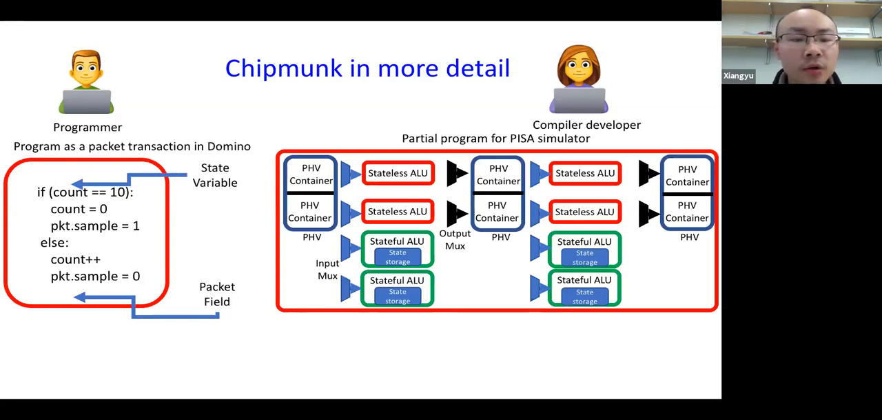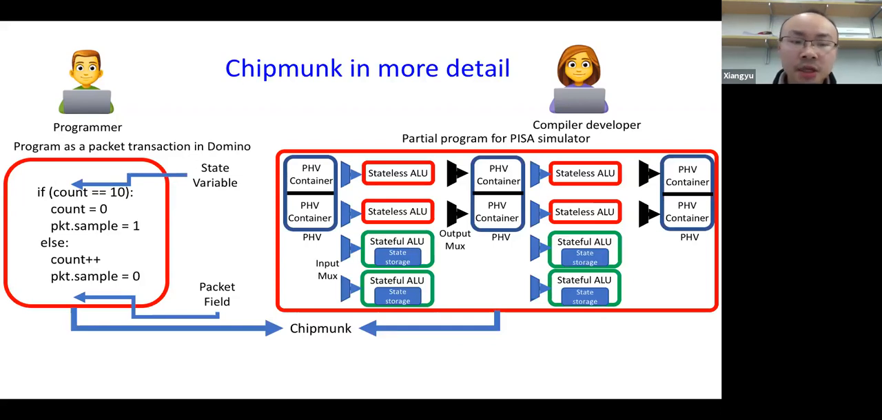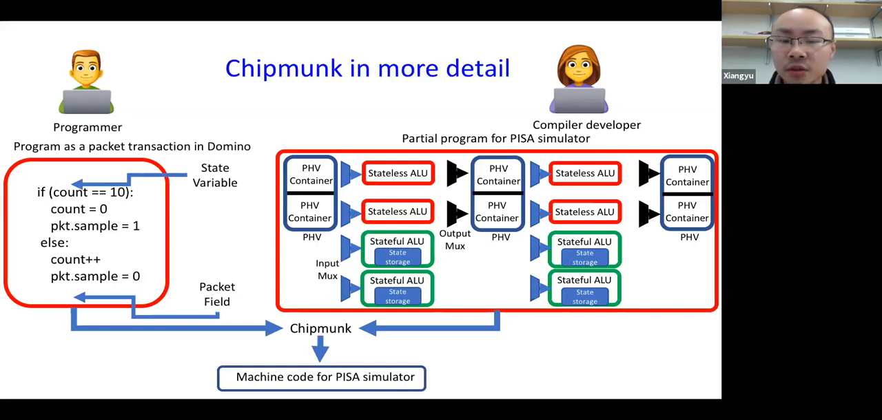The compiler developer will use holes to specify what operation is carried out by each ALU, the value of the immediate operand to use, and which packet headers are used for a particular ALU, which means it will specify the total functionality of the programmable switch. And then they are converted into a Sketch partial program. Now, once we have the specification and partial program in hand, we feed them into Chipmunk. We can then use the output from Sketch to generate the machine code for the PISA simulator.